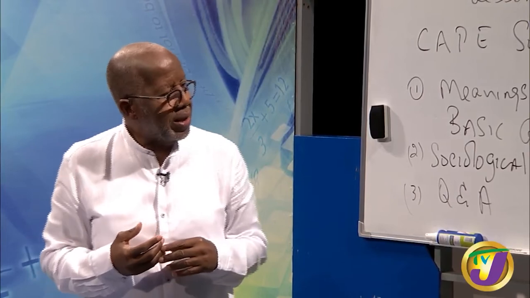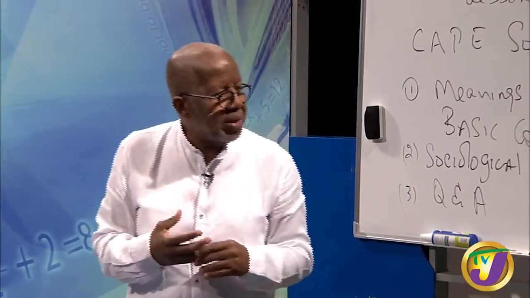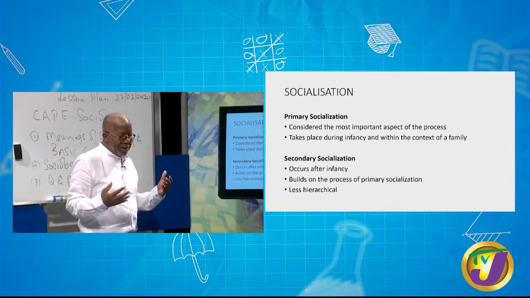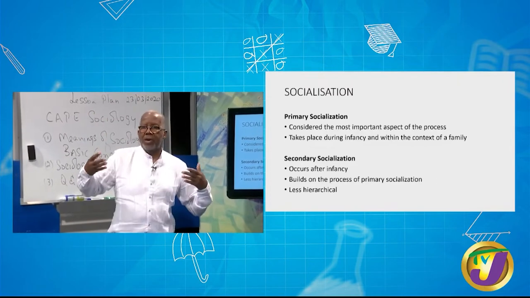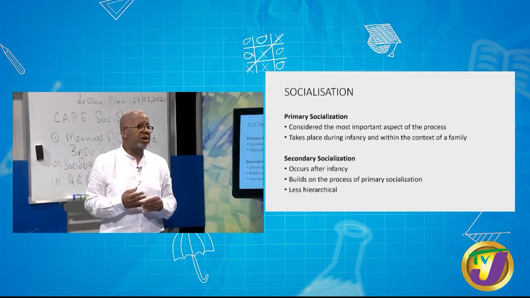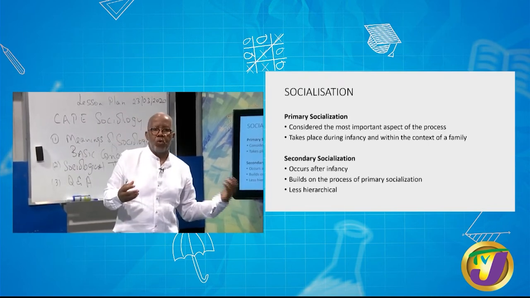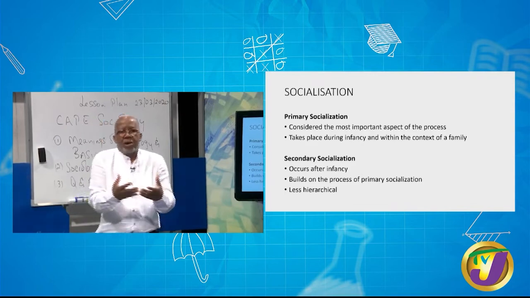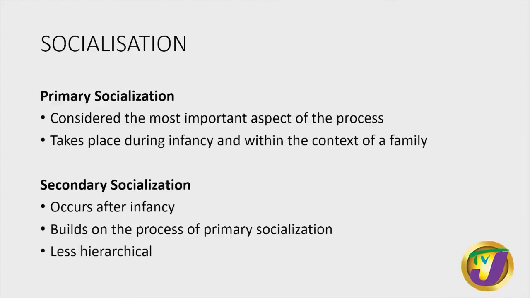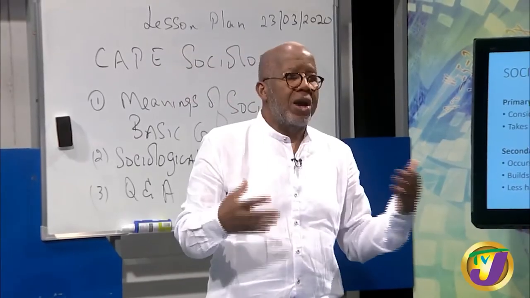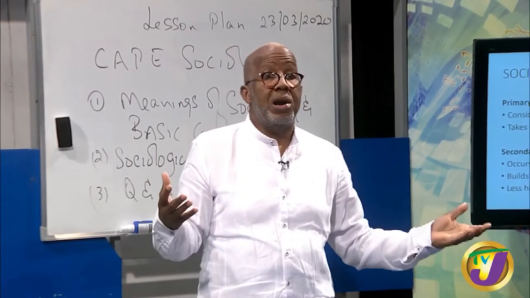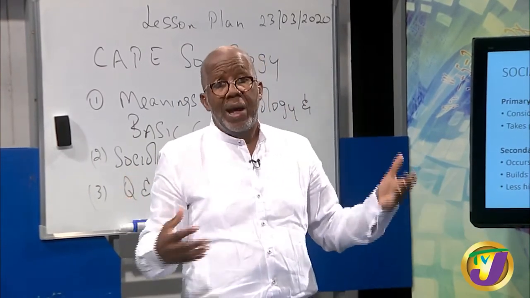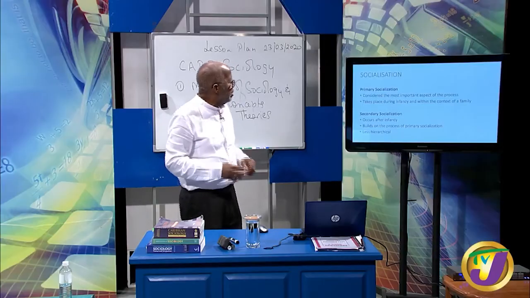Secondary socialization occurs after infancy, builds on the process of primary socialization, and is less hierarchical. So you go out to school, you go to work in an organization. Just like when you did groups, primary groups are groups like the family that have strong emotional ties. You spend a long time in it and it's close-knit. Whereas secondary social groups are wider groups. You do not have strong emotional ties, but you're in it because it serves a purpose. You're at work because you want to earn some money so you can pay your rent, pay your mortgage, pay your car, send your children to school, and just enjoy life. So there's a purpose.